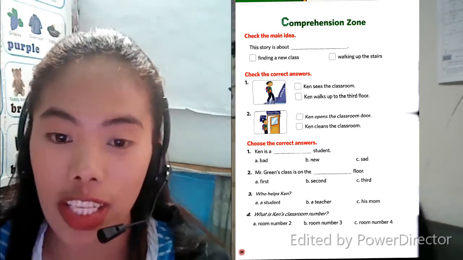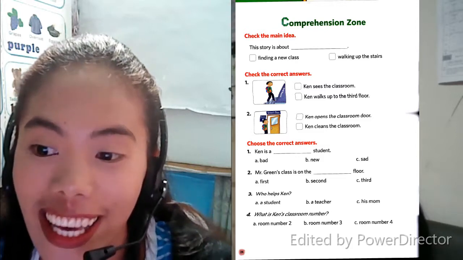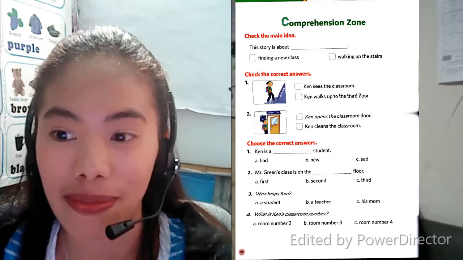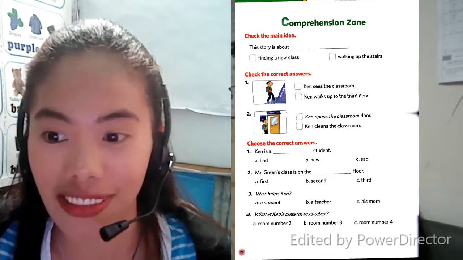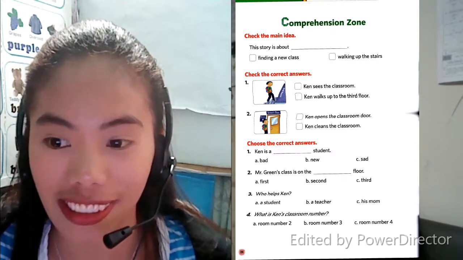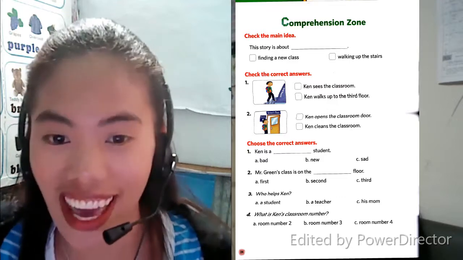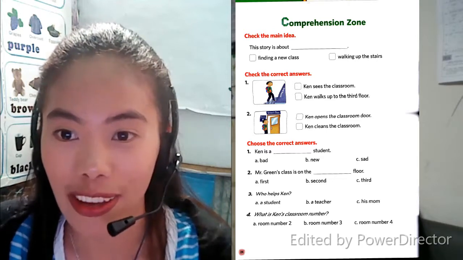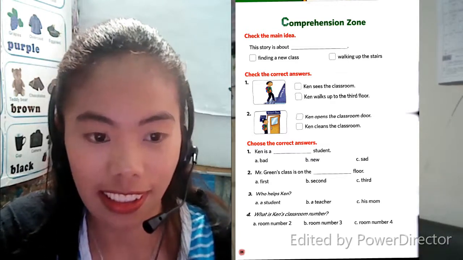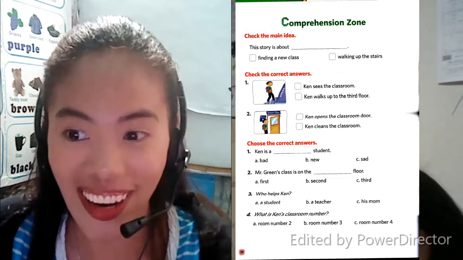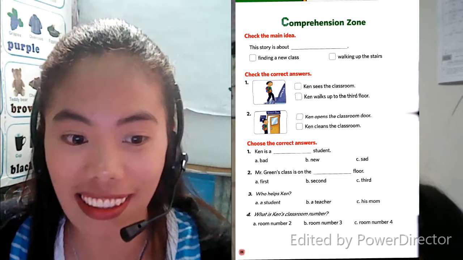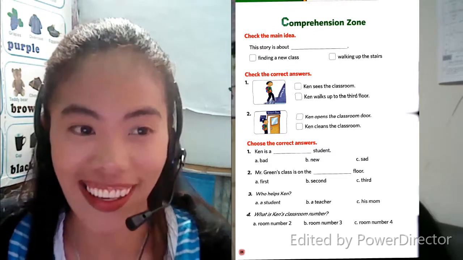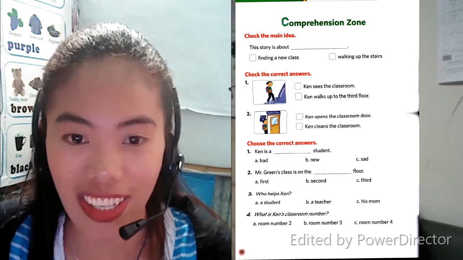Count again, just like on the first picture. It is third. Okay, very good. It is third. Okay, repeat it again. Third. Third. Okay, good. Next picture. What is that? Okay, go on. Yes, correct. Your answer is correct. What is that? Stairs, correct? Okay, yes. Very good. It is stairs.